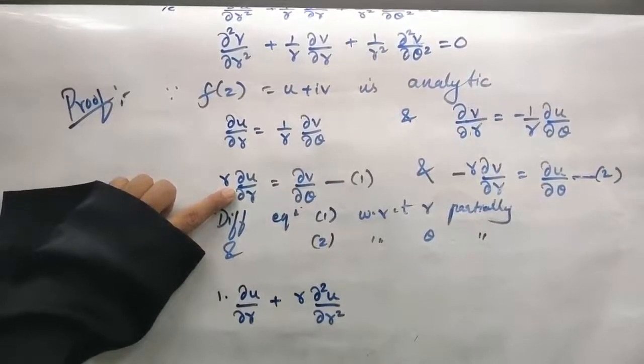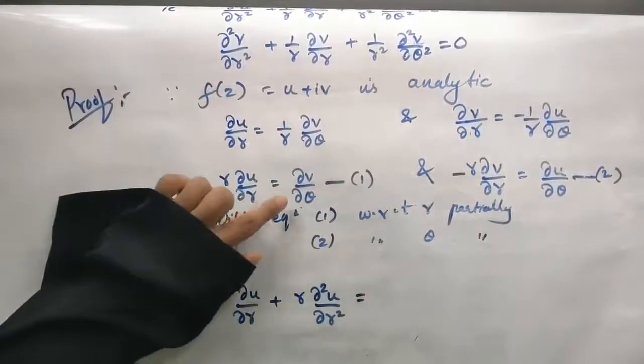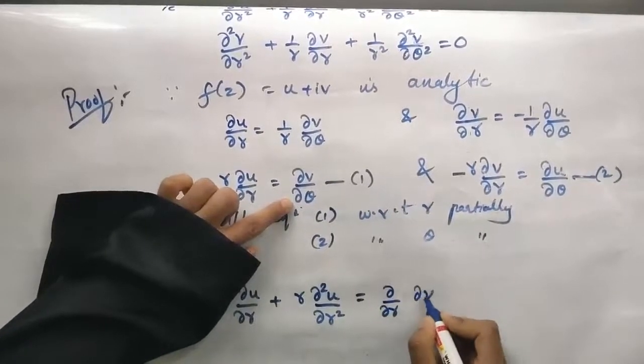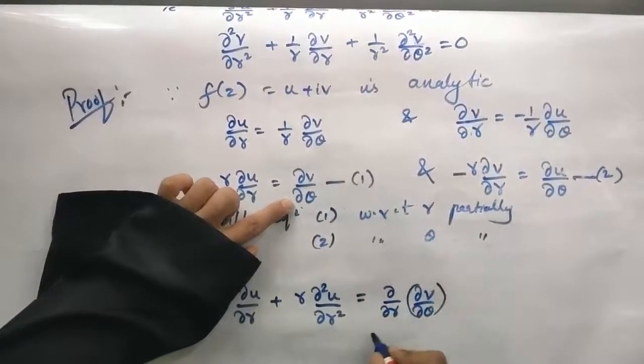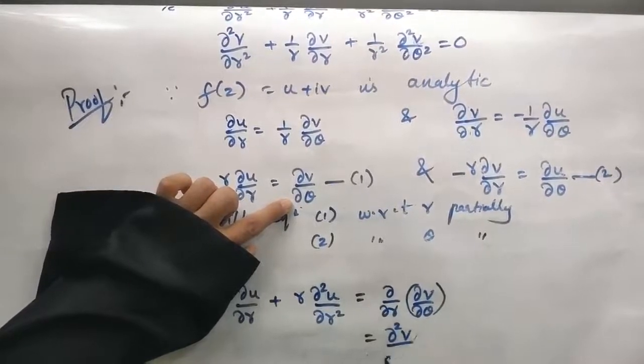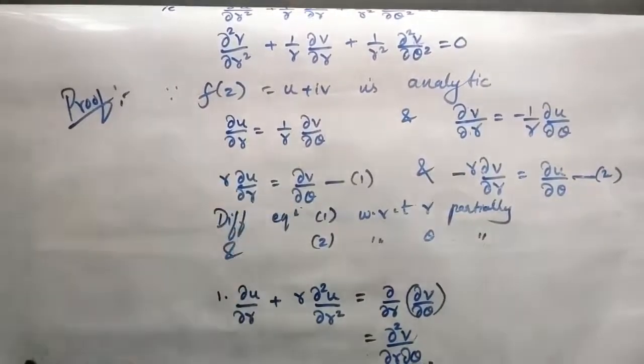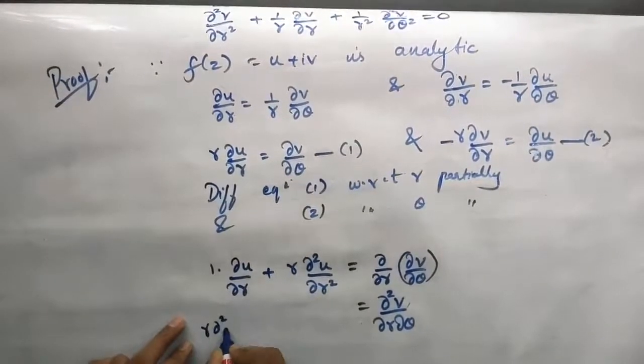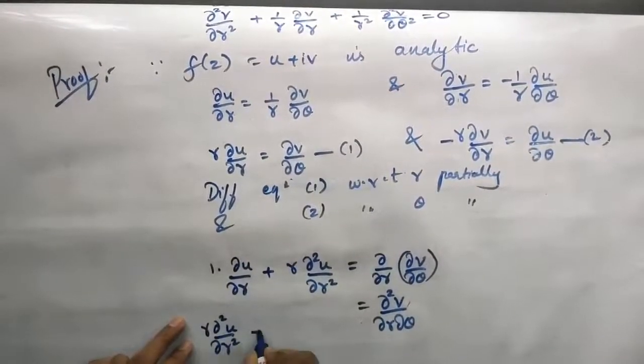This is the derivative of the left hand side, is equal to the derivative of the right hand side, it will be ∂/∂r of ∂v/∂θ, or it is ∂²v/∂r∂θ. Okay, you have r into ∂²u/∂r² plus ∂u/∂r.